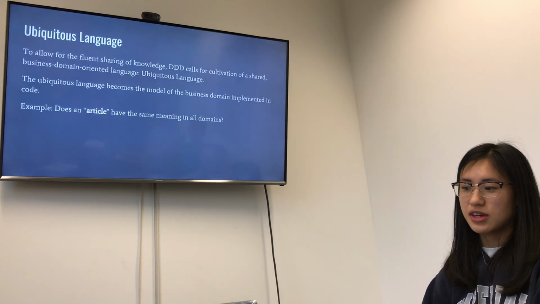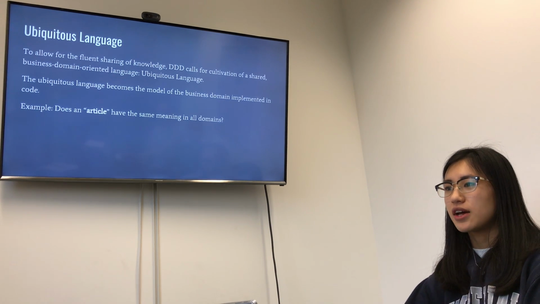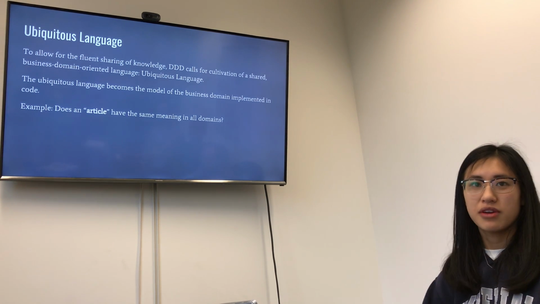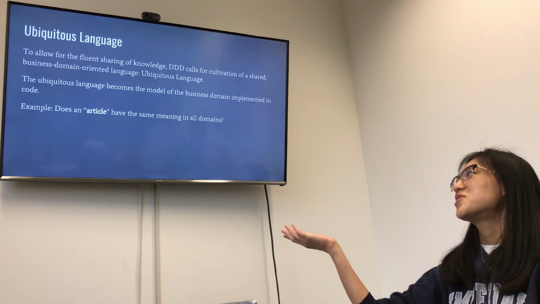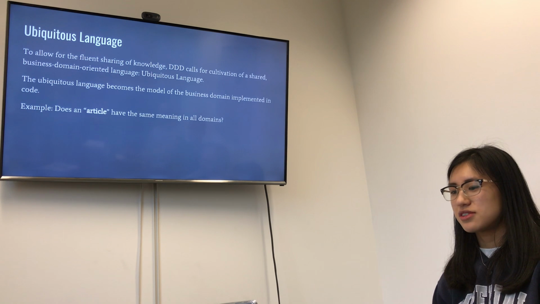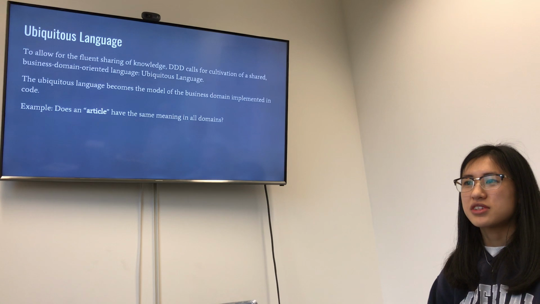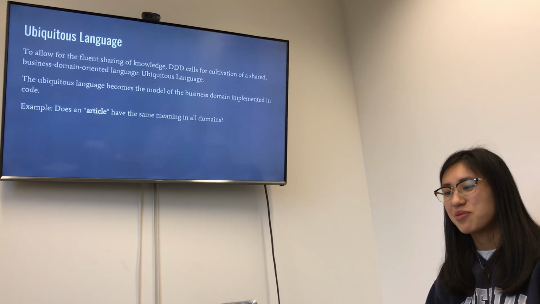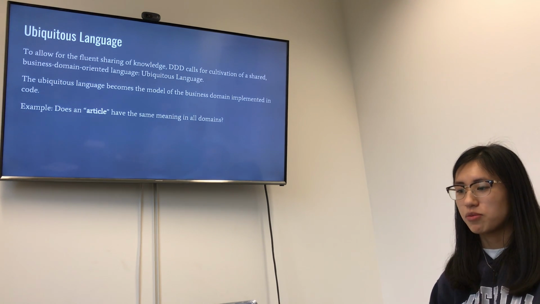So everyone should use the words to mean the same things, and everyone should understand what this ubiquitous language is within this domain. For example, does an article have the same meaning in all domains? Someone could say an article is an article that comes from an RSS feed, but someone else could say an article is an auto-feed article. Do they mean the exact same thing? So we need to ensure that they both mean the same thing within the same domain.